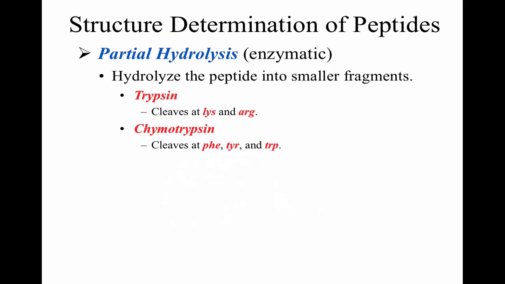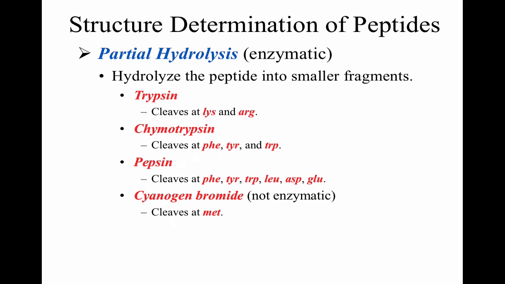What do lysine and arginine have in common? The important thing is that at physiological pH, the side chains of lysine and arginine are both positively charged. So trypsin likes to cleave the positively charged things. Chymotrypsin likes to cleave at the aromatic things. Pepsin will cleave at a variety of other residues. And cyanogen bromide, which is not an enzymatic reaction, only cleaves at methionine. So these are what we call the cleavage rules.